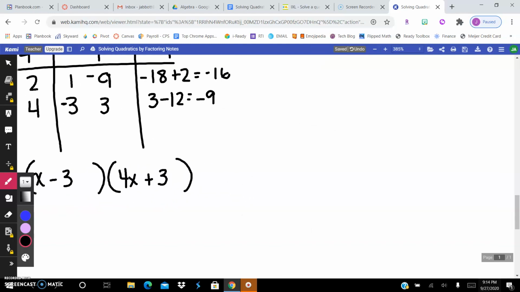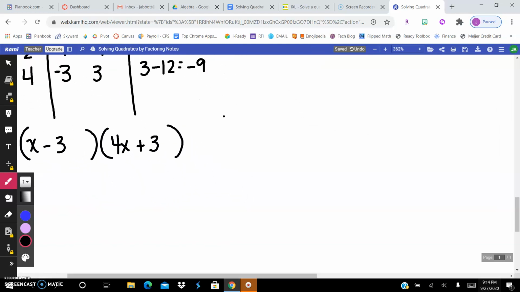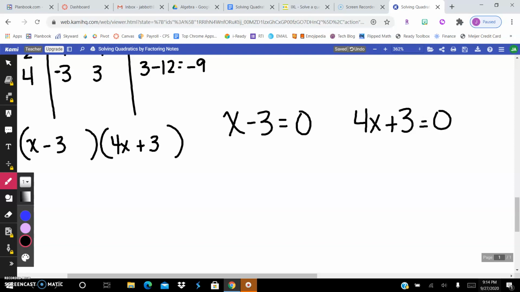So now we have to take each set of parentheses and set them equal to 0. So I have x minus 3 equals 0, and I have 4x plus 3 equals 0. So for the first one here, we're going to add 3 to both sides. So I'd be left with x on this side, and then 0 plus 3 would be 3. And then over here, we're going to subtract 3 from both sides. So I'd be left with 4x, and 0 minus 3 would be negative 3.